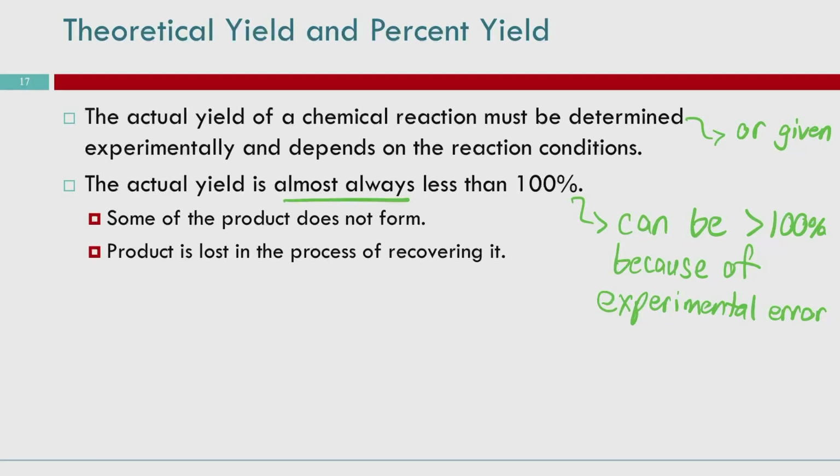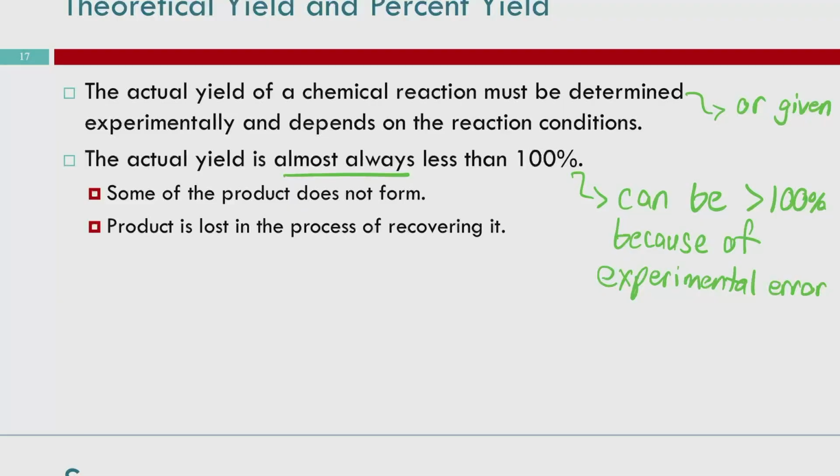Typically, it's going to be below 100%. Some of the product doesn't form, or product is lost in the process of recovering it. We left some in the beaker. Some of it spilled off of our little weigh paper. We wanted to know what it tasted like. Lots of things could stop you from getting your 100% yield.